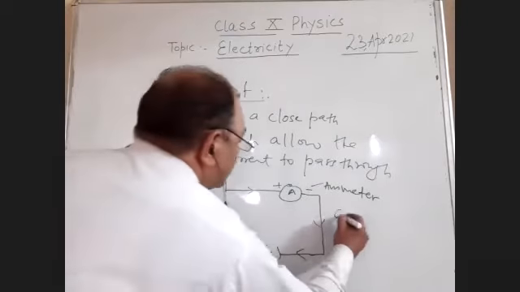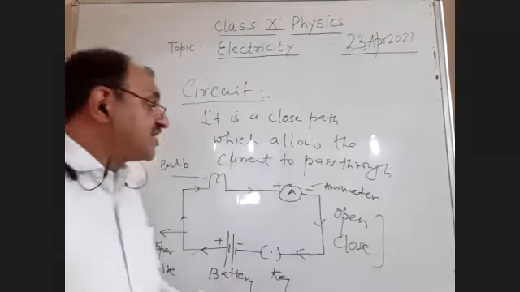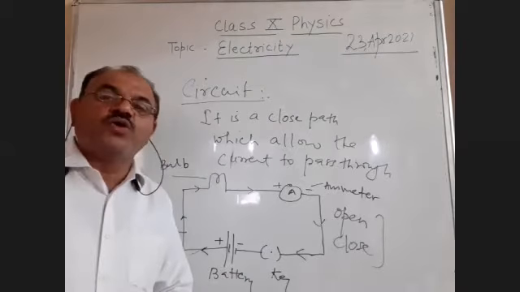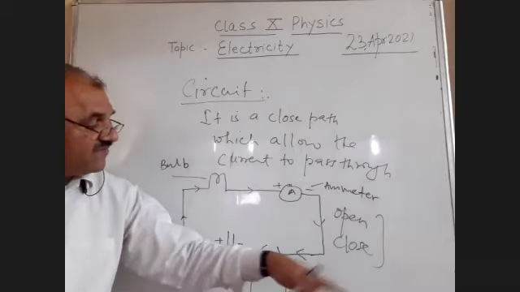Open circuit, and second one is a closed circuit. I'll write down here open circuit and closed circuit. What is the difference between closed circuit and open circuit, students? The difference between closed circuit and open circuit is that a circuit which does not allow current to pass is called the open circuit. This is the function, dear students. So this was about the circuits.